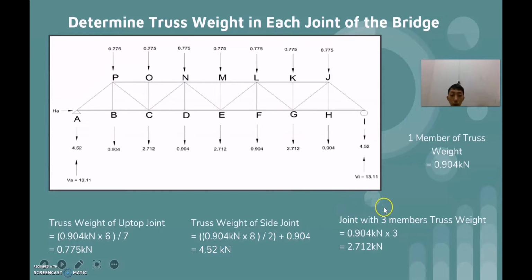For the joint with 3 members of truss weight like C, E, G, as you can see, they have 3 members of truss. So it's very simple. It's equal to 0.904 kN times 3 members. So we get the answer 2.712 kN.